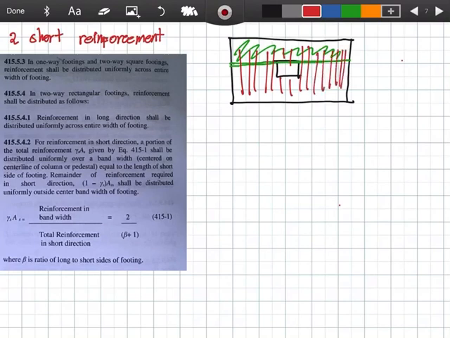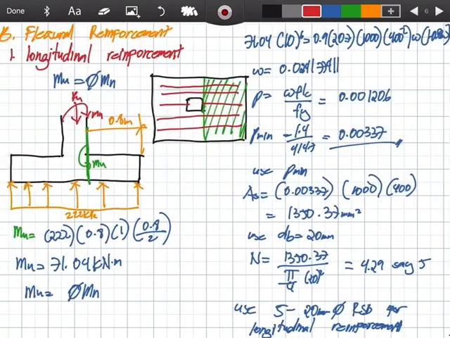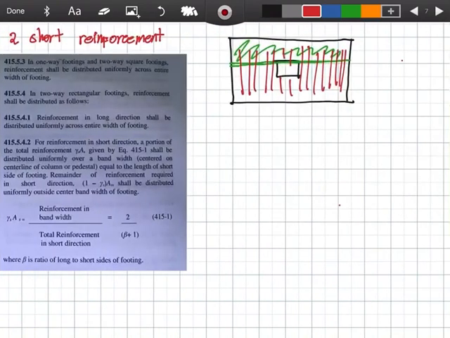Okay. In one-way footing and two-way square footings, reinforcement shall be distributed uniformly across entire width of footing. However, in two-way rectangular footings, reinforcement shall be distributed as follows. Reinforcement in long direction shall be distributed uniformly across the entire width of the footing. Yun yung ginawa natin dito, class. So, yung 5 20 mm across the entire width of the footing yan.